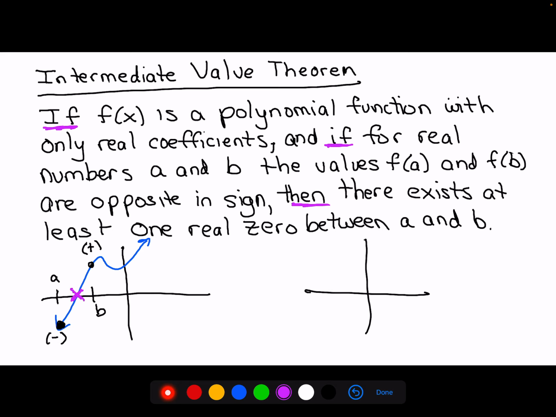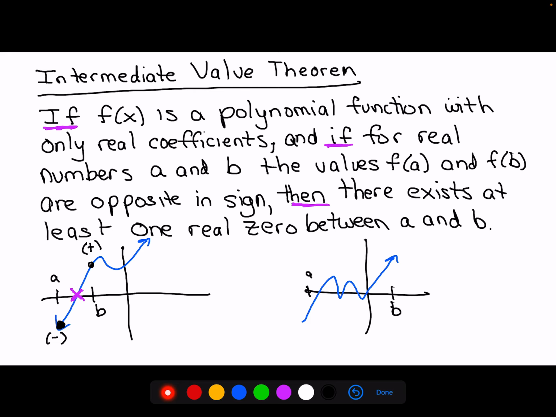So think about what's happening. At a zero, it's possibly crossing the x-axis. It could be bouncing, but it's possibly crossing. So if the signs are different, then it definitely crossed at least once. I mean, it might have crossed more than that. You could have had a situation like this, where your a is here and your b is here. So it's saying at least one. So there's that.